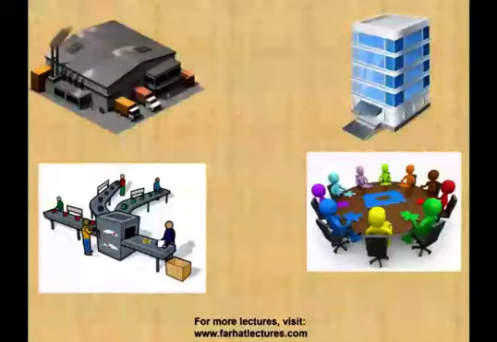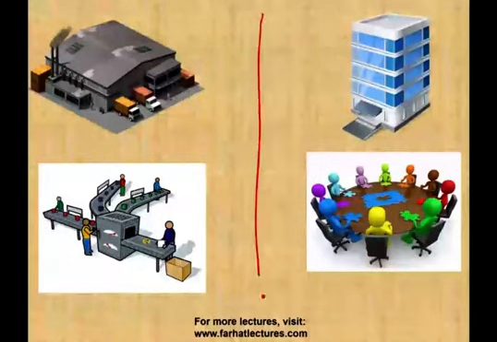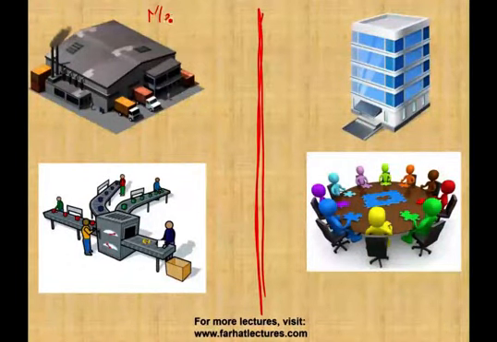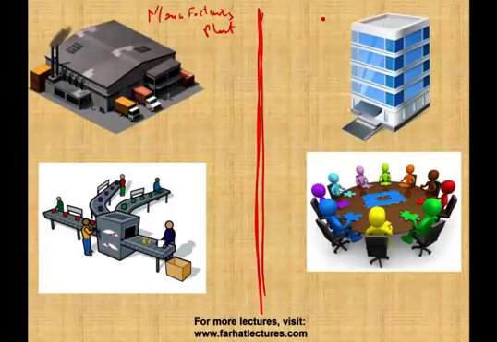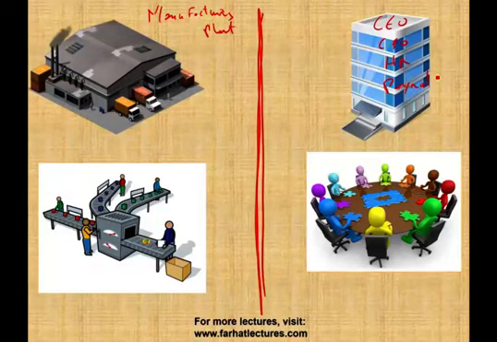I want you to take a look at this picture. Okay, and I'm gonna draw a line here. This is our manufacturing plant. This is where we manufacture the product. And this is where the CEO, the CFO, HR, payroll lives. So let's keep them separate.